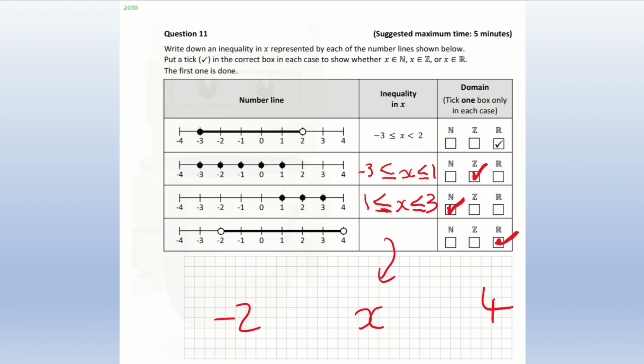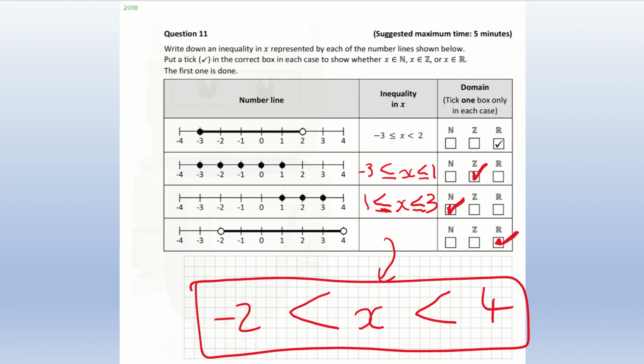And this time, my circles here are not filled in. So my 4 is going to be strictly greater than x, and my x is going to be strictly greater than 2. I can't put the equal sign underneath those because that would mean that these 2 circles are filled in, which they are not. So if they're not filled in, don't put in those at the bottom.